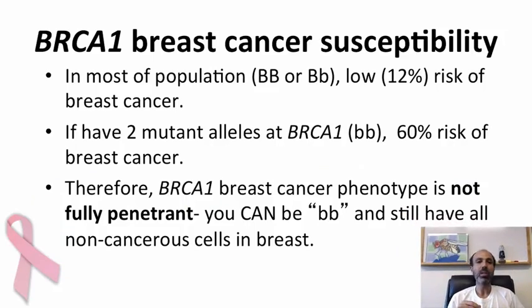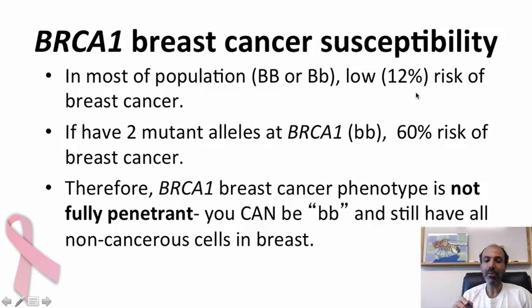Now, this is very often true when you look at disease susceptibility genes. So, for example, the BRCA1 breast cancer susceptibility gene that's out there, in most of the population, if you're a big B or a big B, little b, I just made up the B's for this, you have a low chance of getting breast cancer, on the order of 12%. Unfortunately, that's low. If you have 2 mutant alleles of this gene, though, then you have a 60% chance of getting breast cancer. So this is 5 times higher chance of getting breast cancer. This is 5 times what is a reasonable risk there.